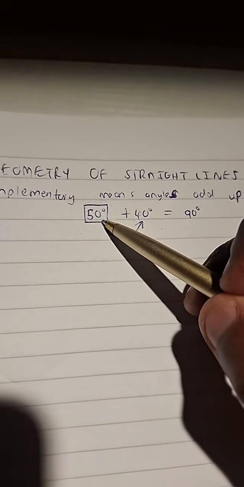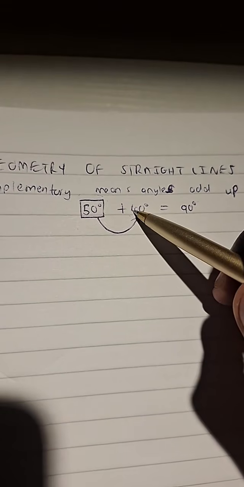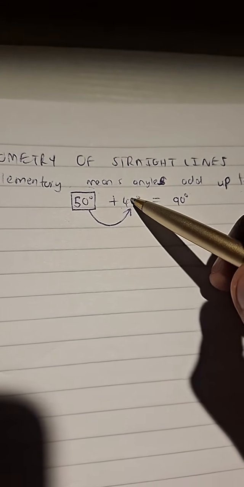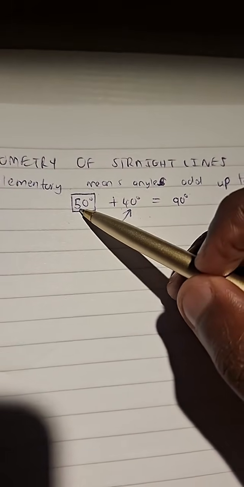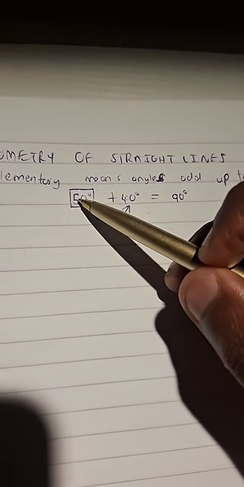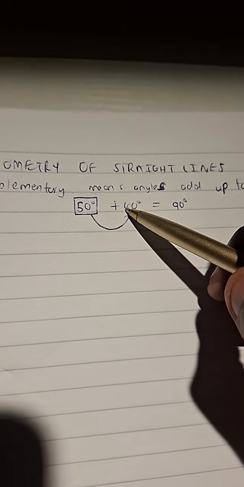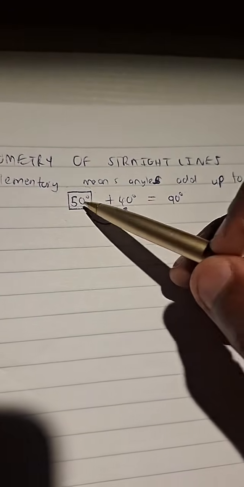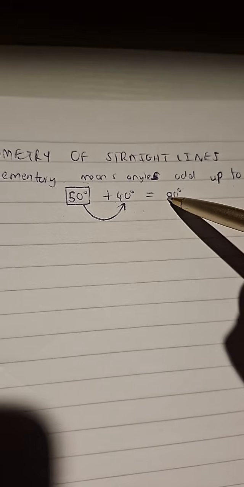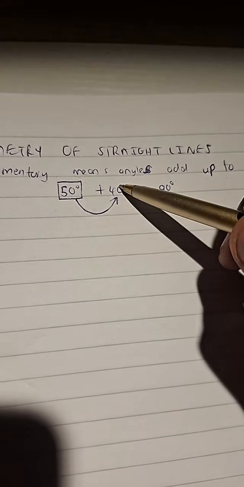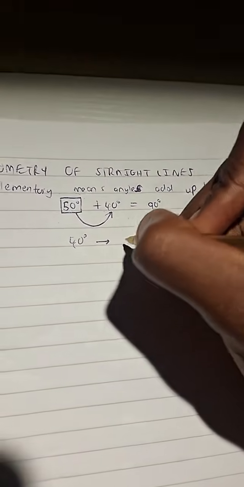So 50 degrees is the complement of 40. 40 degrees is the complement of 50. Why do we say 50 degrees is the complement of 40? Because these together, added together, give us 90 degrees. And these 2 angles, we call them complementary angles, right? So if I ask you what is the complement of 40 degrees, then you are right in saying the complement of 40 degrees, sir, is 50 degrees.